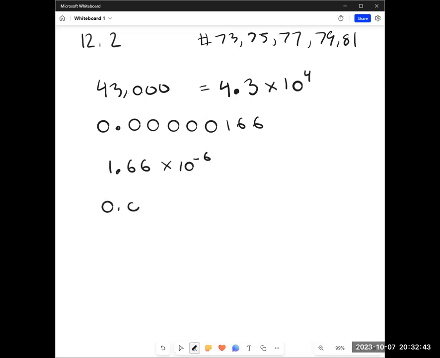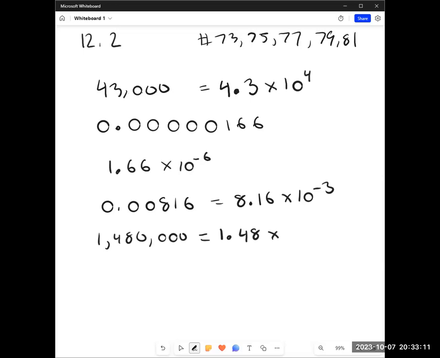Now I have 0.00816. It's going to be equal to 8.16 times 10 to the negative third. And I have 1,480,000 here. It's going to be equal to 1.48 times 10 to the sixth.